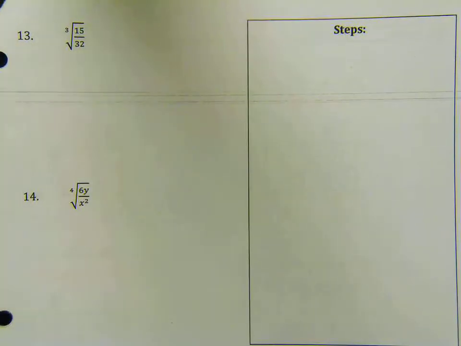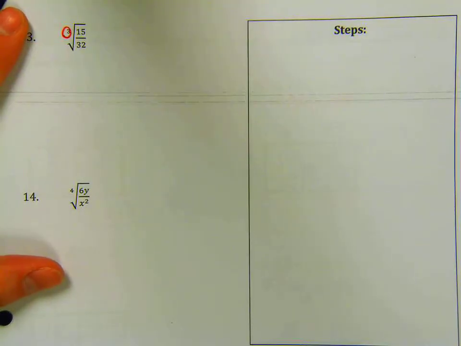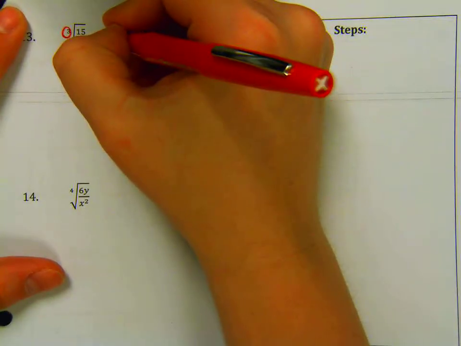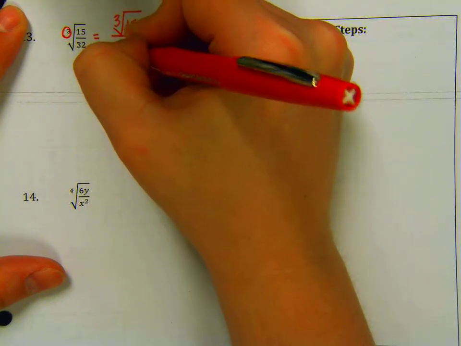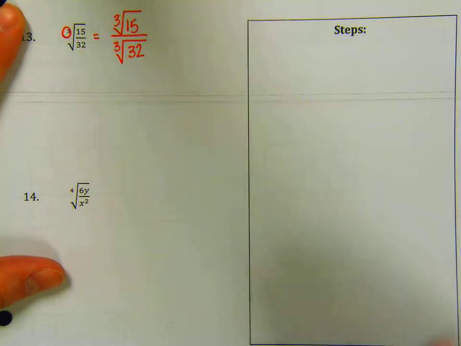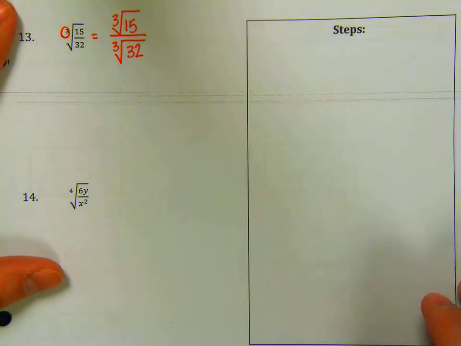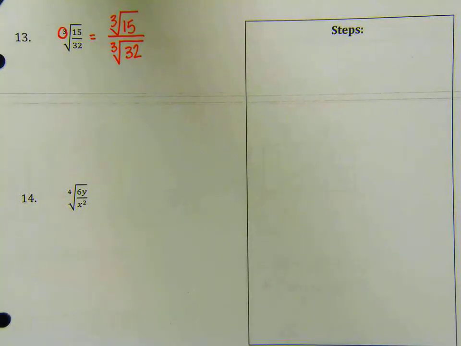Okay, 13 compared to all the other ones we've done so far. The index, and the index is what this time? 3. So I'm going to have to worry about that 3 when I go to rationalize. So my first step is going to be the same. I'm going to write them as the cubed root of 15 over the cubed root of 32. Before I start doing a whole bunch of factors, what can I do with the cubed root of 15? Will that split up? Will I be able to simplify that? No, because 15 is 5 times 3, and I'm not going to get a group of 3 out of that.